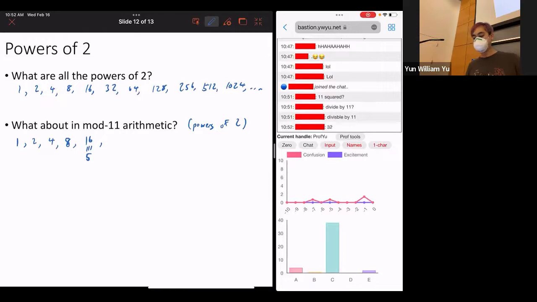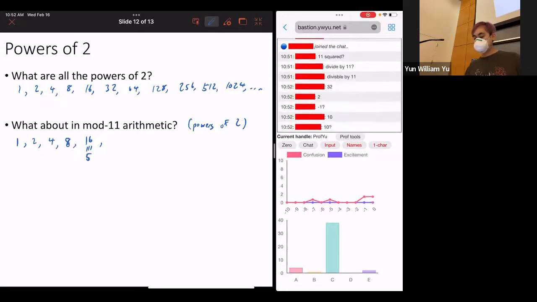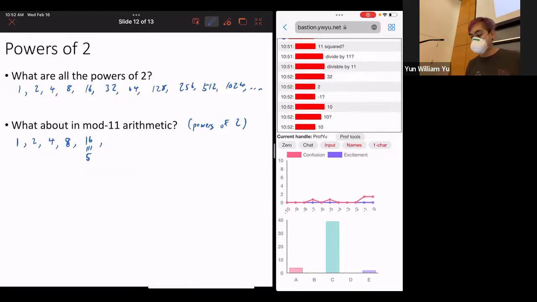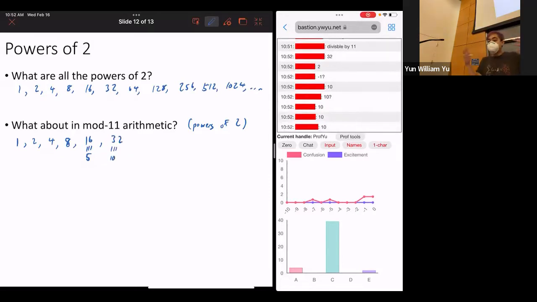Someone's getting 32. But what would that be if you were to bring it down via mod 11 arithmetic? Yeah, so -1 and 10 are both correct answers. This goes to 32, but that also goes to 10. And you could have just doubled 5, because 5 and 16 are the same thing. If you double 5 or you double 16, they're the same thing.